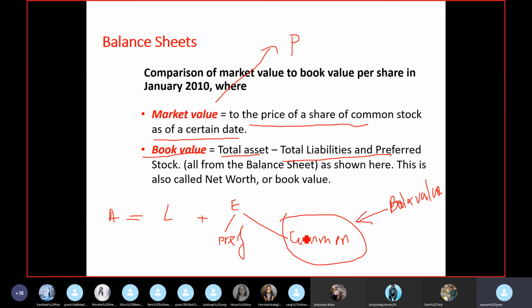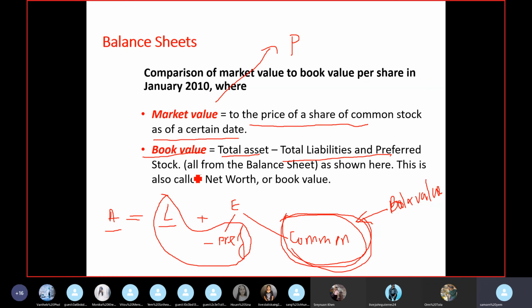So how do you compute the common stock or book value total over here? It will be equal to the assets minus liability minus preferred stock. So you take assets minus liability and preferred stock. That will be the book value, or we can say the common stock.